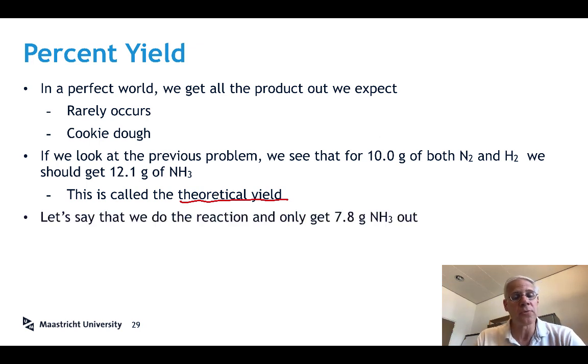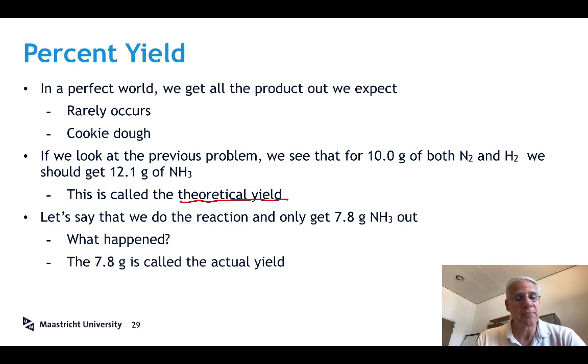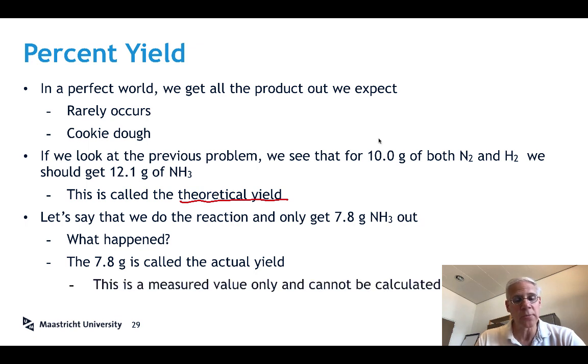Well, let's say that we do the reaction, and we only got 7.8 grams of ammonia out. This is called the actual yield. Well, what happened? Well, we're not going to get into what could have happened, but something chemically happened that prevented us from getting all 12.1 grams out. That 7.8 grams, again, is called an actual yield, and it must be determined experimentally. You cannot calculate what an actual yield should be.